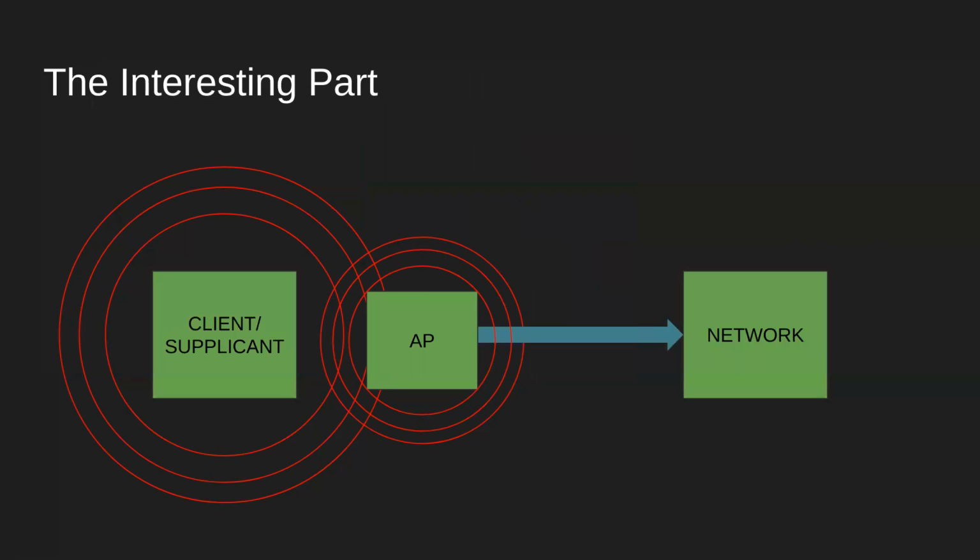But for this talk, we're going to be talking about the client, which is also called a supplicant. The supplicant also refers to the software handling the Wi-Fi. And the access point, and that's about it. The access point will then somehow connect to the network, but we're just focusing on the Wi-Fi part.